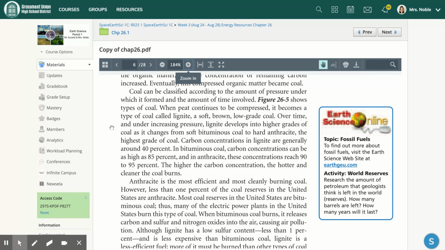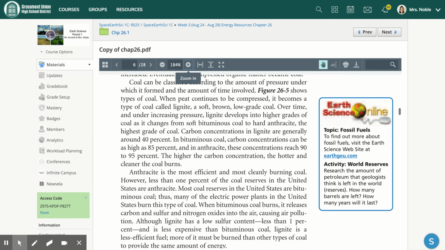Over time and under increasing pressure, lignite develops into the higher grades of coal, as it changes from soft bituminous coal to a hard anthracite, the highest grade of coal. Carbon concentrations in lignite are generally around 40%. In bituminous coal, carbon concentrations can be as high as 85%, and in anthracite, these concentrations reach 90 to 95%. The higher the carbon concentration, the hotter and cleaner the coal burns.